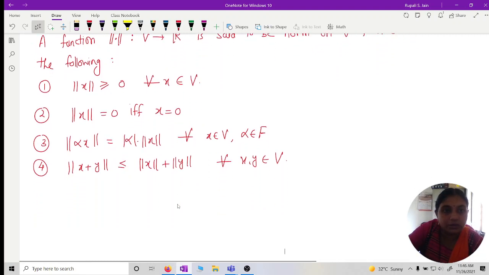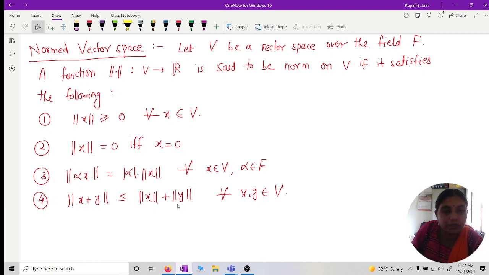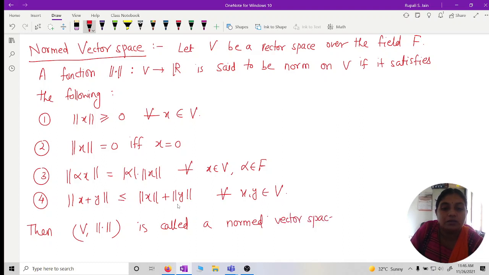And V together with this norm is called a normed vector space. Then V together with this function is called a, sorry, normed vector space. Is that okay?